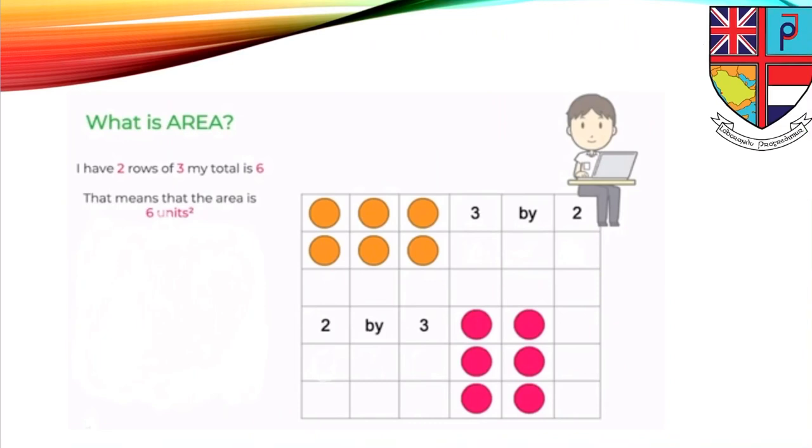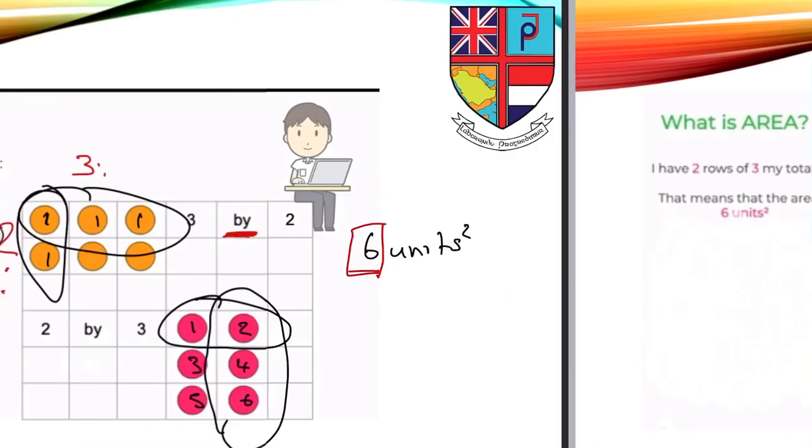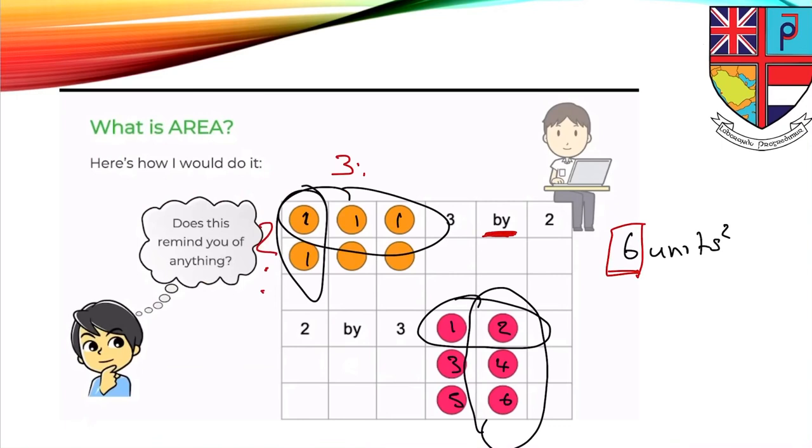Okay, so I have 2 rows of 3, and my total is 6. That means that the area is 6 units. So when we go back here, let's have a look at this word again, by. If I change that to 3 times 2 equals 6 units, or equals 6. Can you see how we can use the multiplication tables? And that's how simple it is with area. And again, look below here, we've got 2 by 3, which could be changed to 2 times 3, also equals 6. So we've got 6 units there.